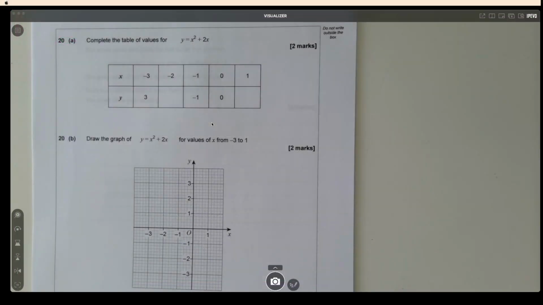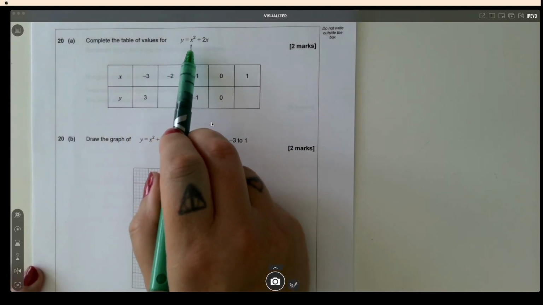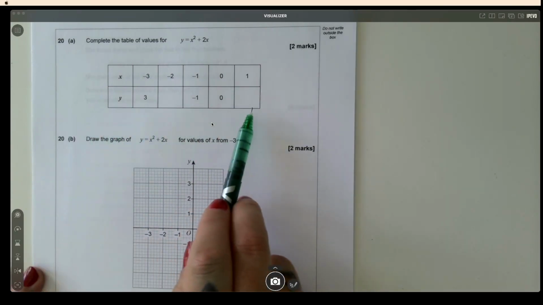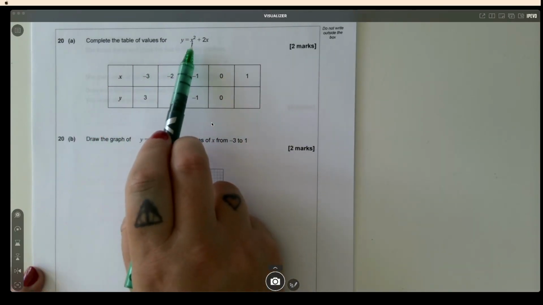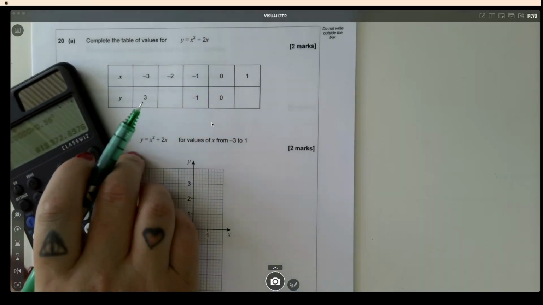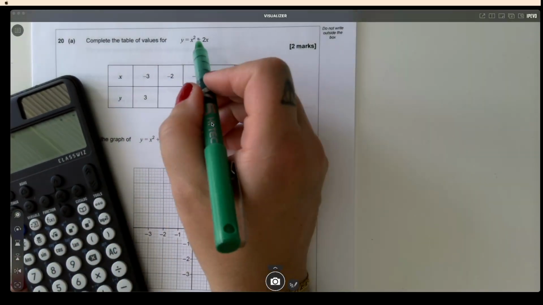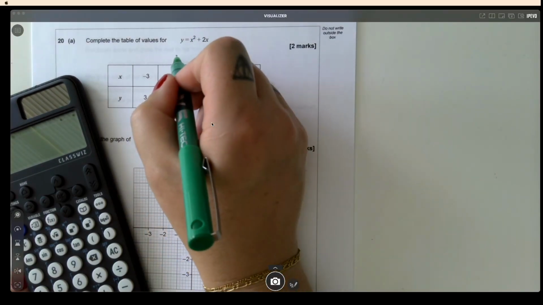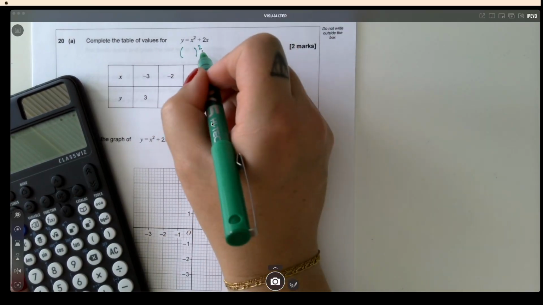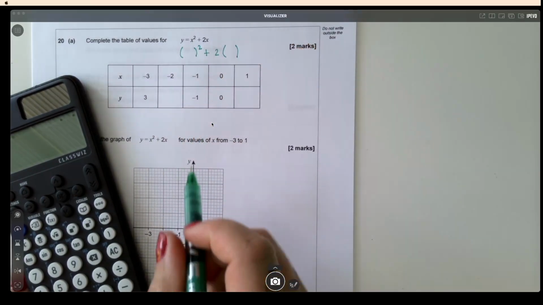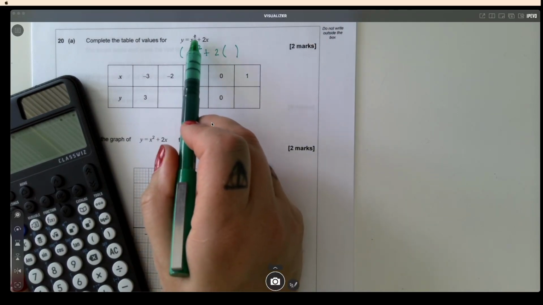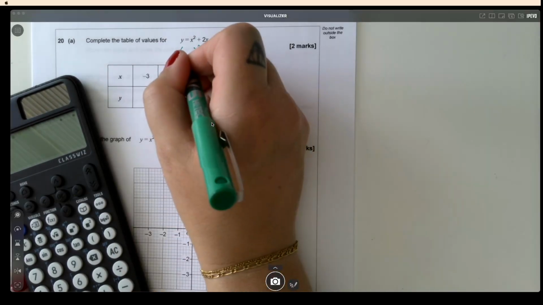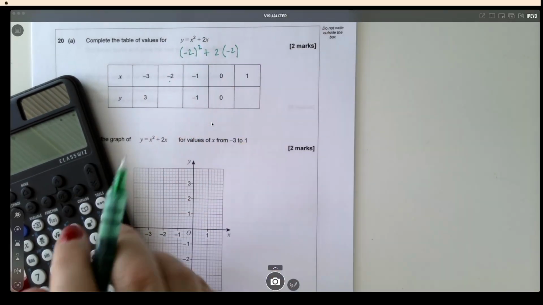Question 20a. Complete the table of values for y equals x squared plus 2x. So these are our x values. These are the y values that get generated when we substitute x into this quadratic equation. So it's a calculator paper. What's going to be best in our calculator is when we're adding in this x value to substitute, we're going to add it in brackets like this. So it's the x value squared, x squared plus 2 times the x value. So here the x value is minus 2. So that's what I'm going to type into my calculator.